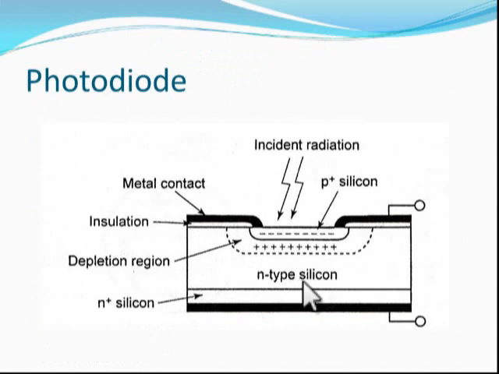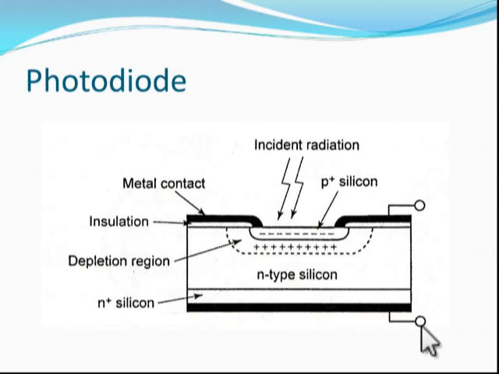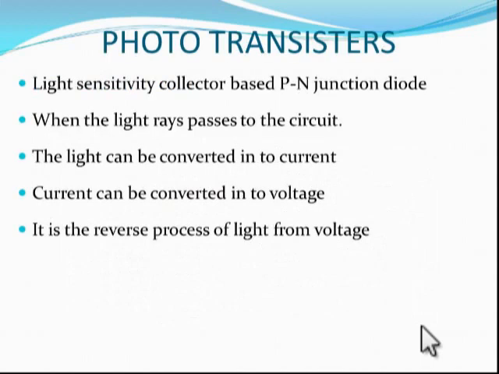So the diagram consists of an N-type silicon diode. The N plus is downwards, and there is a depletion region. They have a positive region and an insulating coating, and above that, a metal contact. Incident light enters the photodiode. It gives us a negative charge, and there is a positively charged region. The output can be taken from contacts 1 and 2. So the PN junction is created. When radiation passes, an electron-hole pair is generated and then neutralized. So the diagram shows that concept.